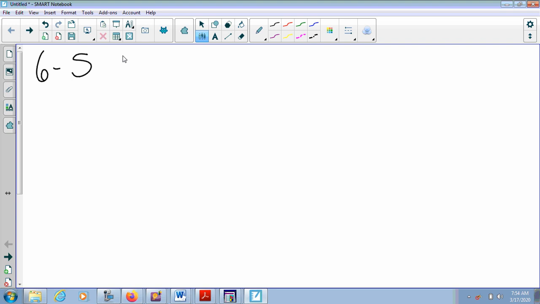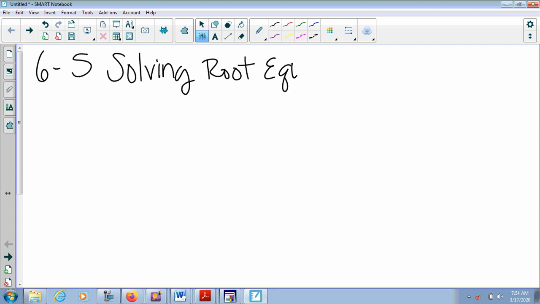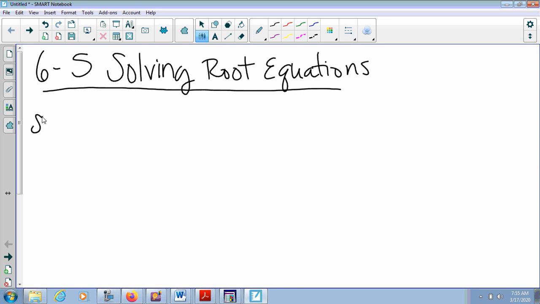We're just solving some equations with roots in them. So 6-5 is solving root equations. This is what to do if we have a root, or if we have something that's raised to a power that also means a root, so if we have a fraction power. So the first thing we're going to do is, if you have the actual root symbol in there, we're going to write some steps down to solve the root equations.